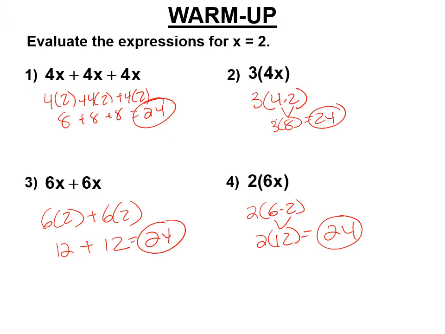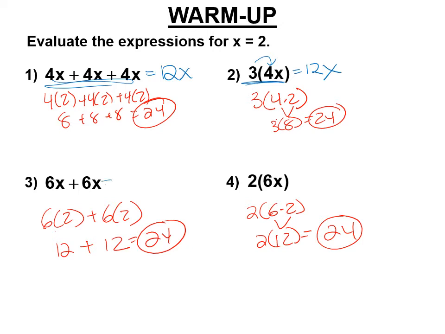In fact, they all had to have had the same answer. And the reason they all had to have the same answer is this. If you have 4x's plus 4x's plus 4x's, we learned that that is 12x's. Well, another way to write that would be 3 times 4x. 3 times 4x is 12x. It's the same answer.